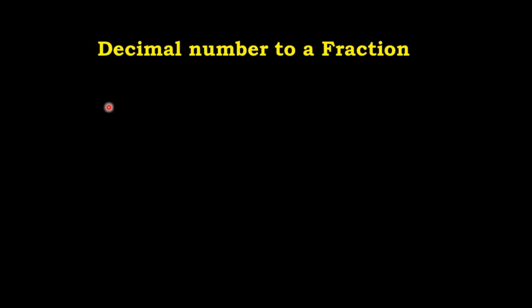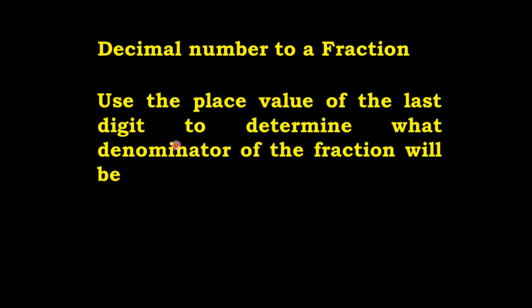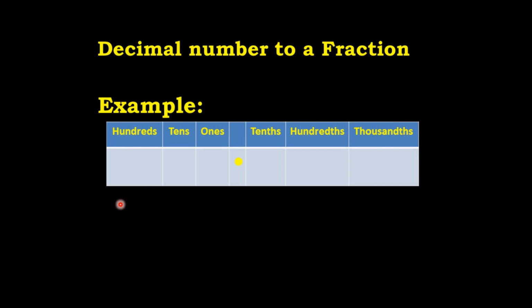Now let us talk about how to convert decimal into fraction. To do that, we need to use the place value of the last digit to determine what the denominator of the fraction will be. Okay, we need to have our chart. For example, we have 0.75. Alright?